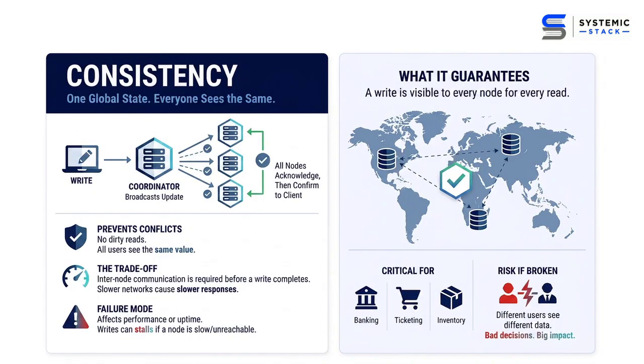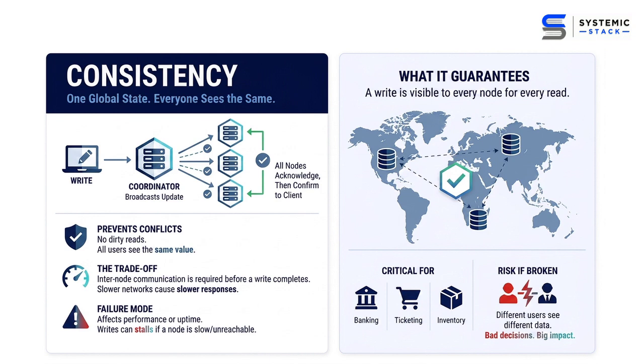Consistency in the CAP sense is all about ensuring that every node in your cluster sees the same data at the same time. When you perform a write, the system works by broadcasting that update and waiting for confirmation before it tells the user the job is done. What matters here is that it prevents what we call dirty reads, where one user sees a bank balance of $100 while another sees zero.